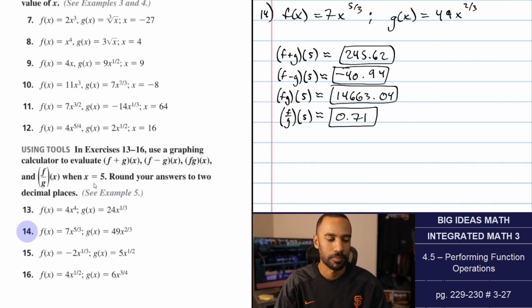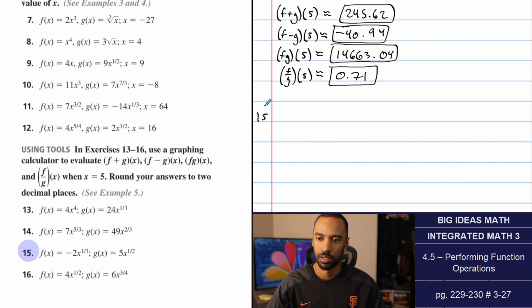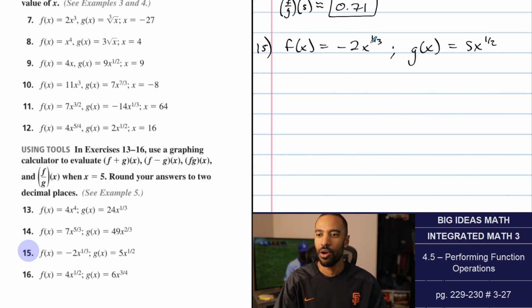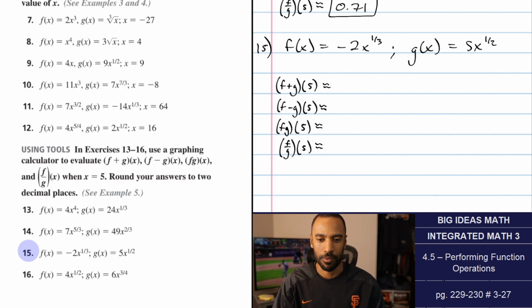Number 15. F of x equals negative 2x to the 1/3. G of x equals 5x to the 1/2. Okay, you know what I want to do? I want to do all of those. Oh, that's much better for me. You have to write them if you have this problem to do. I don't think I have to do quite as many problems as I do.